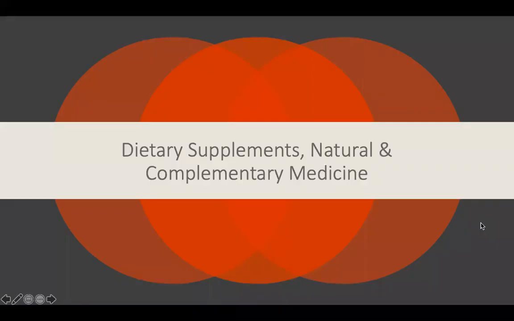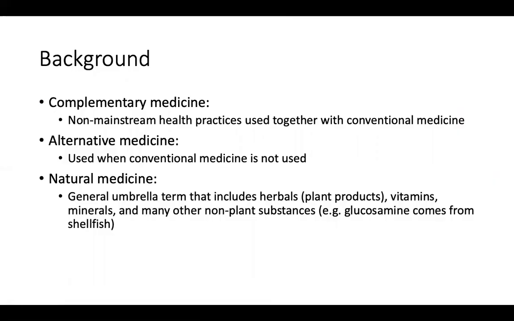All right. So getting into the dietary supplements, natural and complementary medicine. So a little background. Complementary medicine is defined as non-mainstream health practices used together with conventional medicine. Alternative medicine is used when conventional medicine is not used. And then natural medicine is a general umbrella term that includes herbals or plant products, vitamins, minerals, and many other non-plant substances. For example, glucosamine, which comes from shellfish.